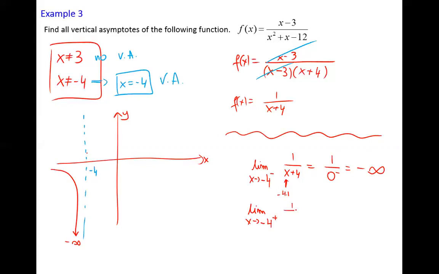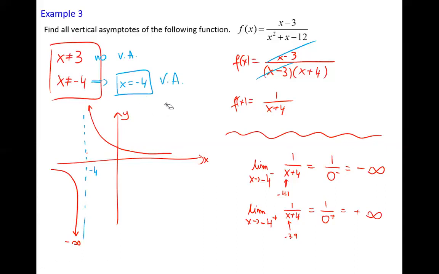And of course, the behavior from negative 4 from the right hand side, the little plus represents the right hand side, of the form 1 over x plus 4, will give me negative 4 plus 4, 0, but negative 4 from the right hand side is like negative 3.9. Plus 4, it's a positive number. That means 1 over small positive is a big positive. I mean, the function will go up, positive infinity.